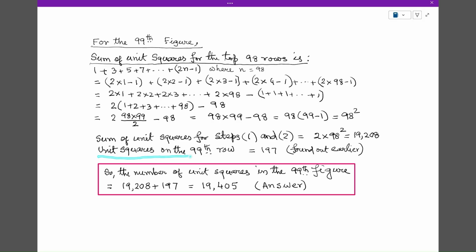The number of unit squares on the 99th row will be equal to 197. We have found this out earlier. Therefore, the number of unit squares in the 99th figure will be 19,208 plus 197, that is 19,405. This is the answer.